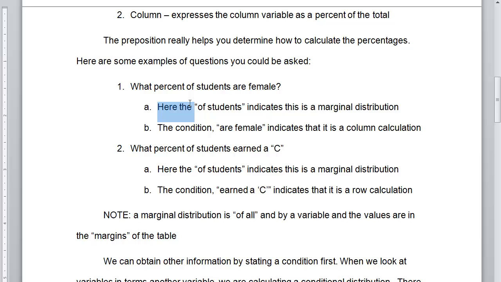So here, the of the students indicates that this is a marginal distribution because this is out of all of them. And also because the condition are female is an entire column, right? And so that indicates a column calculation. Now, I want to switch over to StatCrunch, right? So we're doing a column calculation of what percent of students are female.